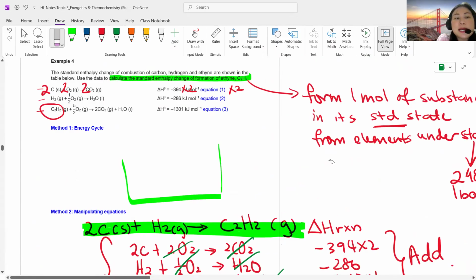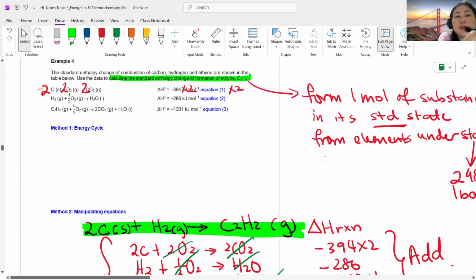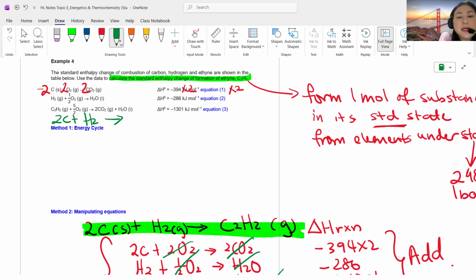Okay, so what is the last equation that was missing? It was the equation that we wrote on our own for definition. If you remember, we wrote this equation on our own, which is 2C plus H2 to give me C2H2, and this is unknown. Okay, I'll do one last drawing if you need to.